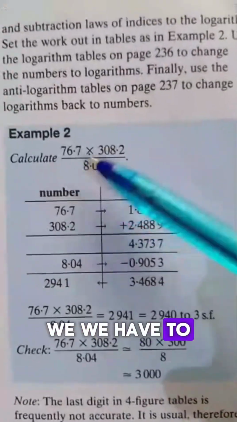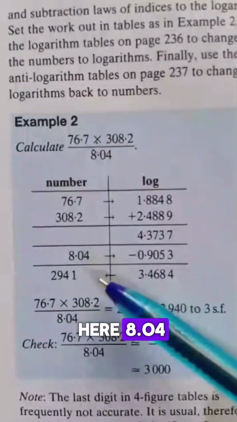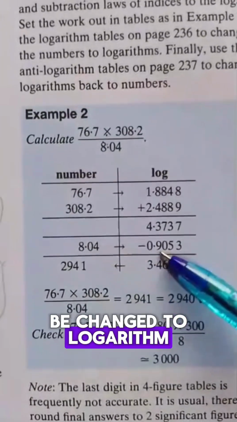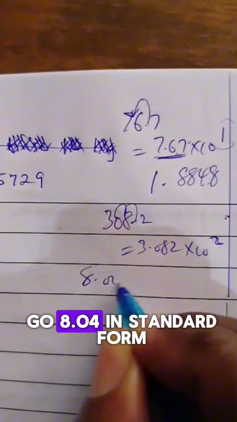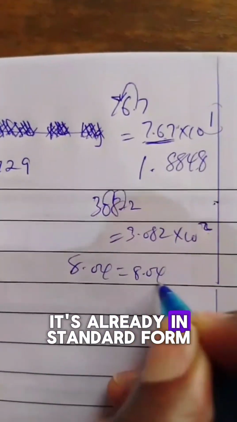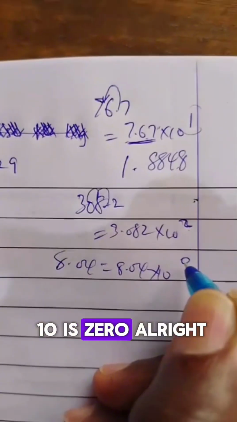By the way, we have to deal with the denominator here, 8.04. So 8.04 has to be changed to logarithm. This is already in standard form, so the power on 10 is 0. So 0 is going to be our integer.